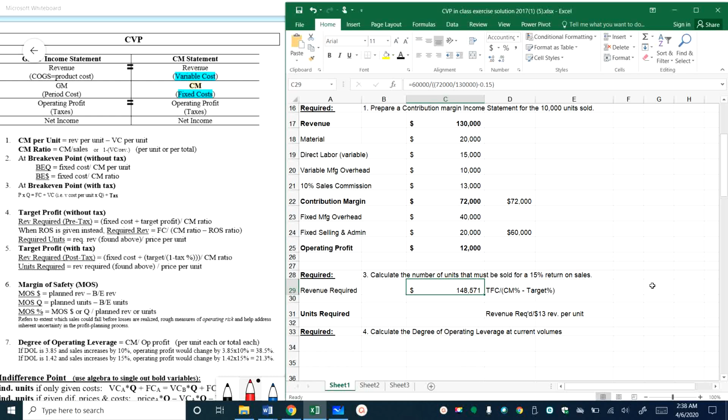148,571. And then if we just divide that by the price per unit, which is $13, then we'll get our 11,429 units. So perfect.